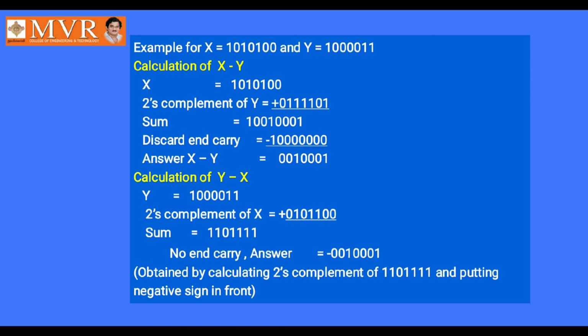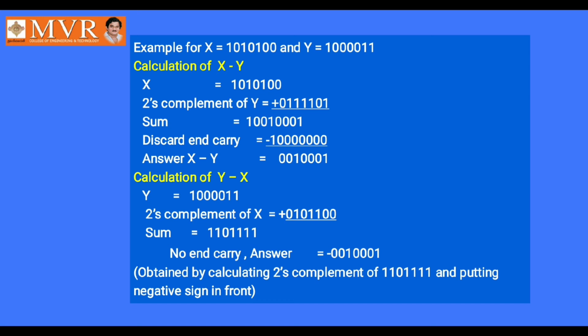So y is equal to 1, 000011. You consider the 2's complement of x. 2's complement means first find the 1's complement by flipping all the zeros and ones, and add 1 to it. After calculating the 2's complement, you will get 0, 1, 0, 1, 1, 0, and you need to add both. The result is 1, 1, 0, 1, 1, 1. You have no end carry generated here in the addition.